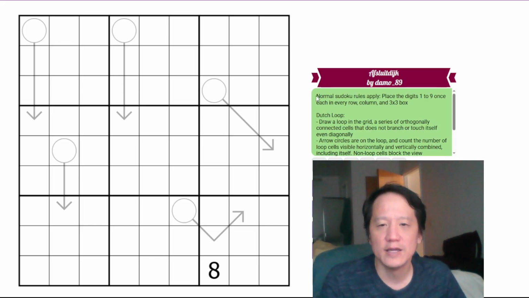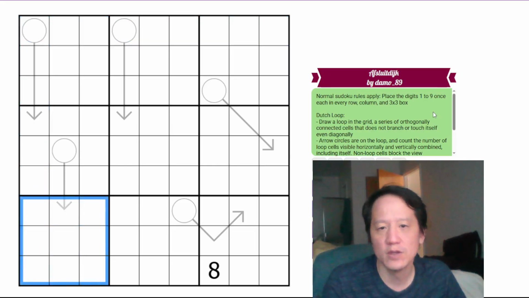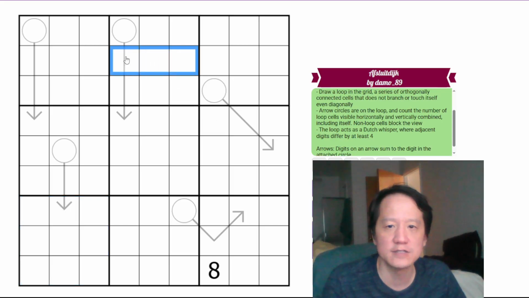Here are the rules. Normal Sudoku rules apply. Place the digits 1 to 9 once each in every row, column, and 3x3 box. We also have a Dutch loop, where we draw a loop in the grid, which is a series of orthogonally connected cells that does not branch or touch itself, even diagonally.